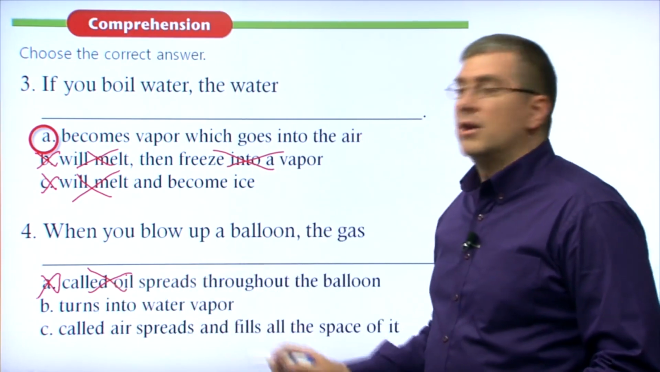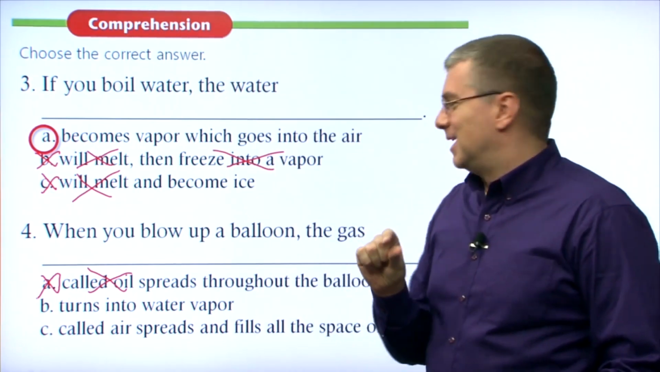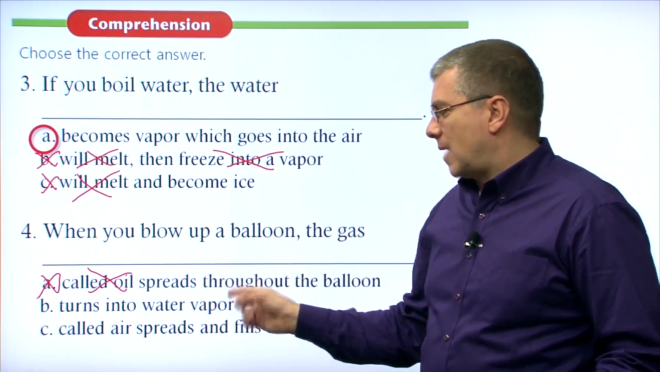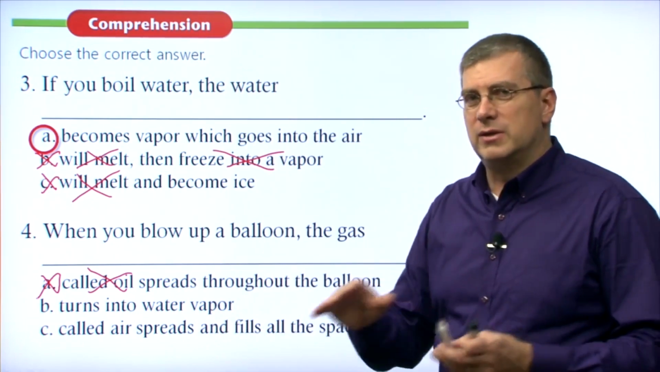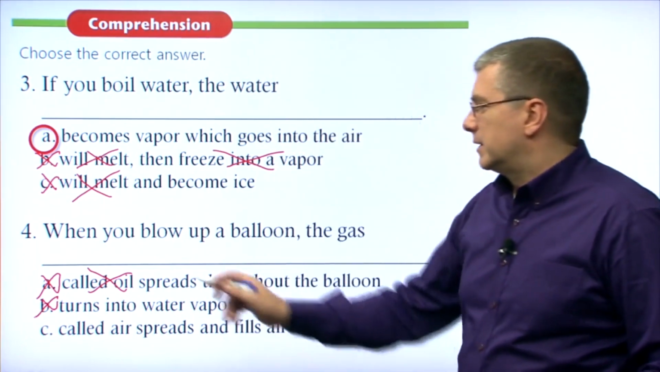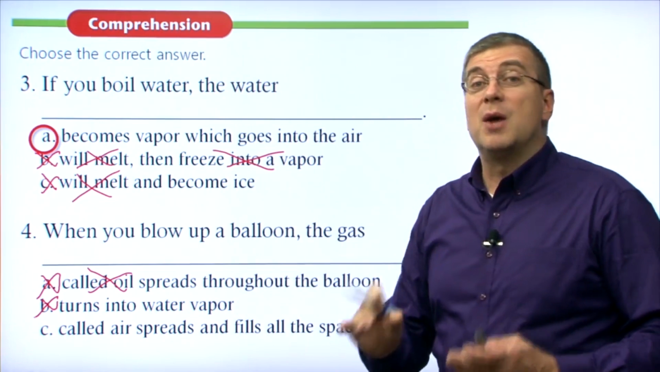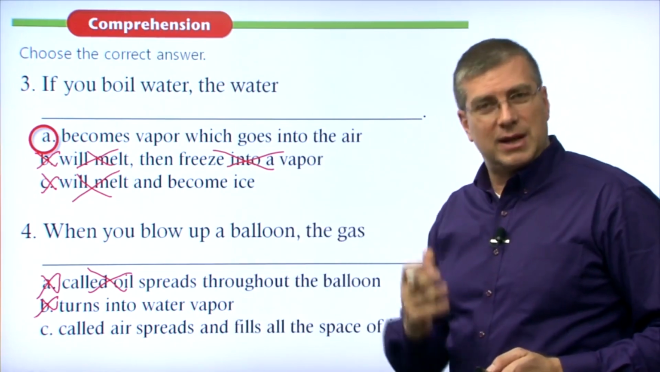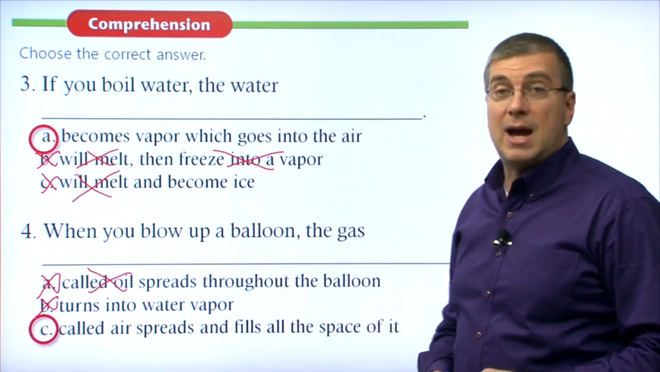B, turns into water vapor. Wow, you must have really hot breath if you can do that, right? But anyway, the gas is already a gas, right? So how can you turn into a water vapor? That doesn't make sense, right? Liquid turns into a water vapor. So it's not gas. That's incorrect. So let's take a look at C. The gas called air, yes, you're blowing a balloon up with air, spreads and fills all the space of the balloon. That's what a gas does, right? So that is the correct answer for that one.